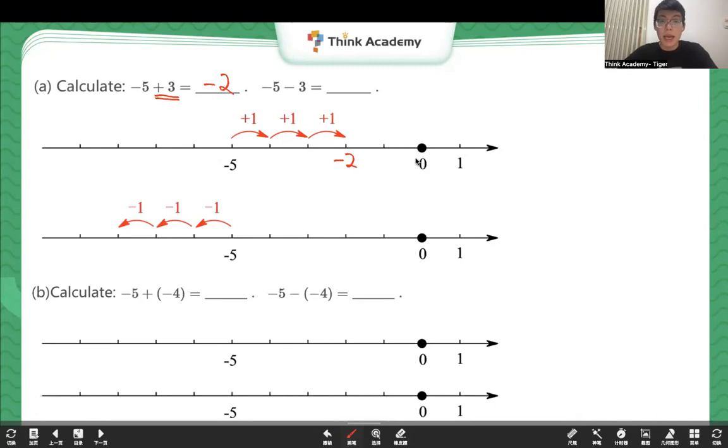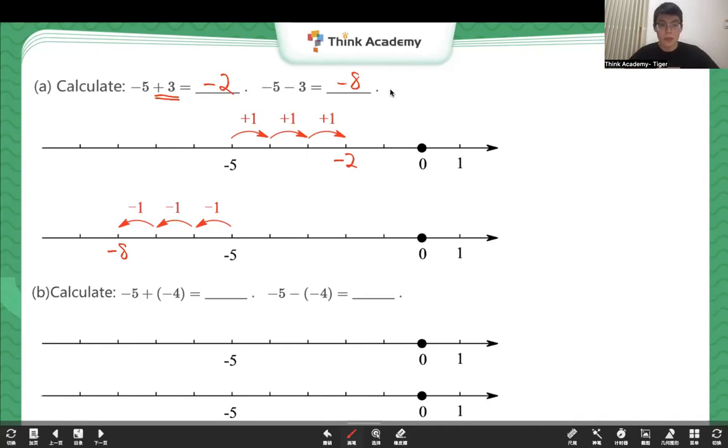And if I'm taking away 3 from negative 5, we know that when I'm taking away a number, it goes left on the number line, right? Since negative 5 is already on the left of 0, taking away 3 will mean it is shifting 3 numbers away from 0, starting from negative 5. So negative 6, negative 7, negative 8. And the answer is negative 8.